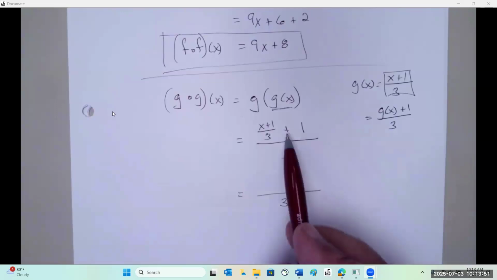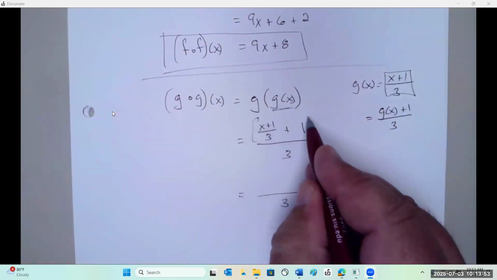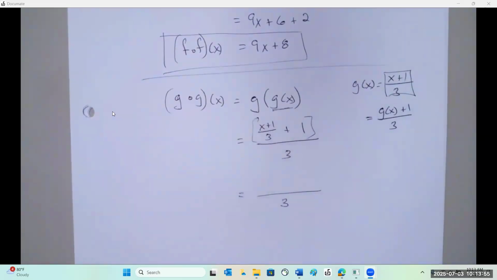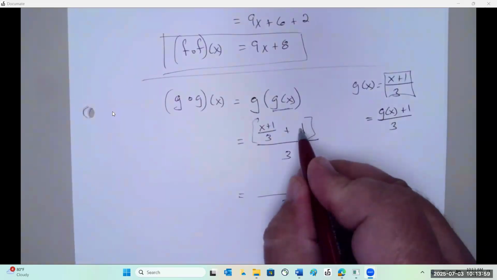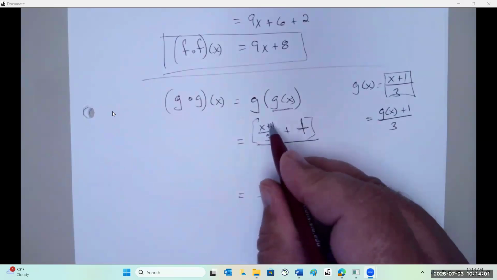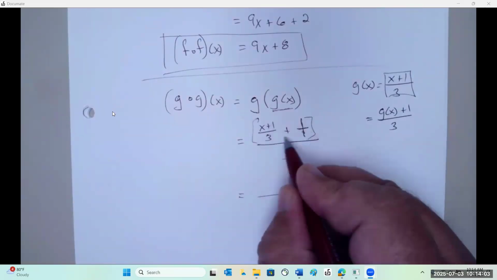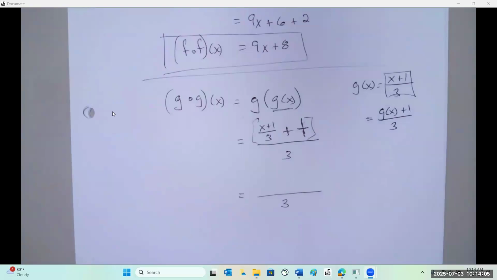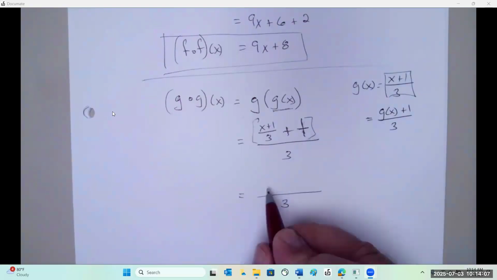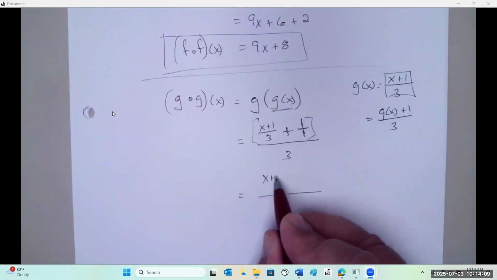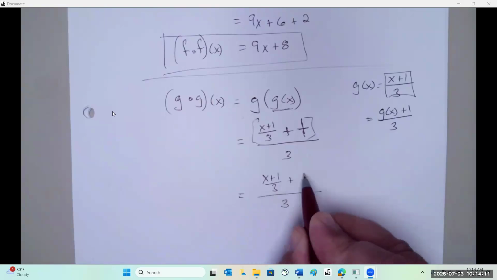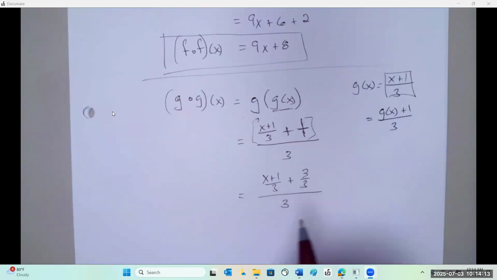In order to complete this, we have to combine the top. Because we have two fractions. We have (x plus 1) over 3 plus 1 over 1. So 1 over 1 can be written as 3 over 3. 3 divided by 3 is also 1, so that's that.